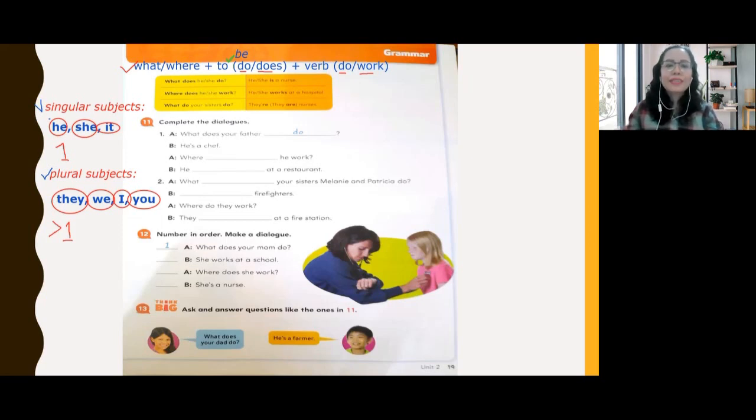Now, let's continue to the grammar box in this yellow color. You repeat after Miss to say the questions and the answers.